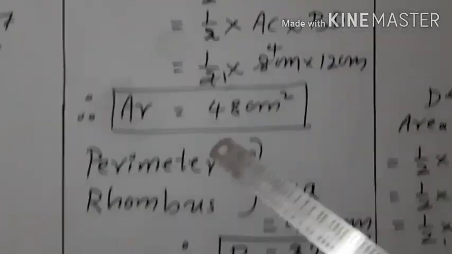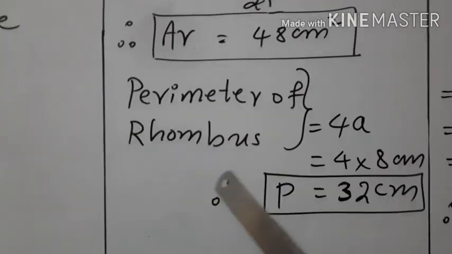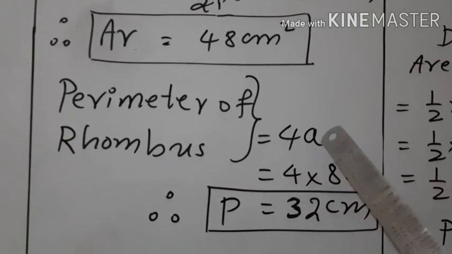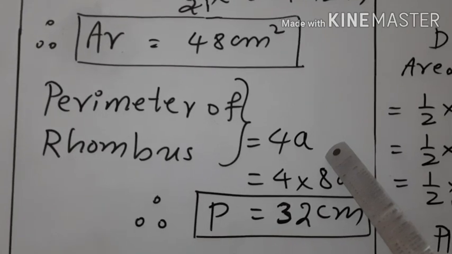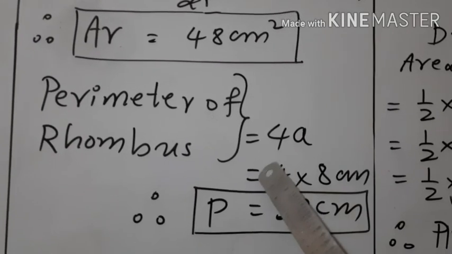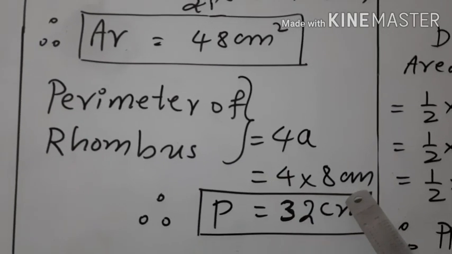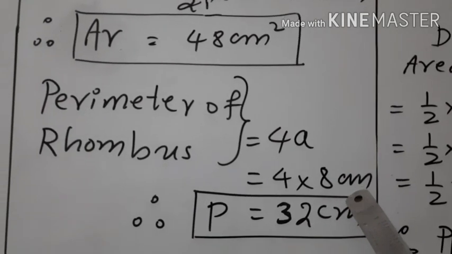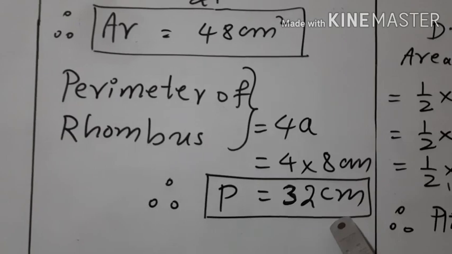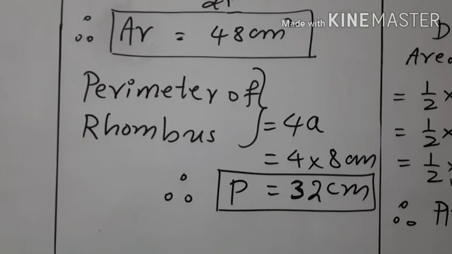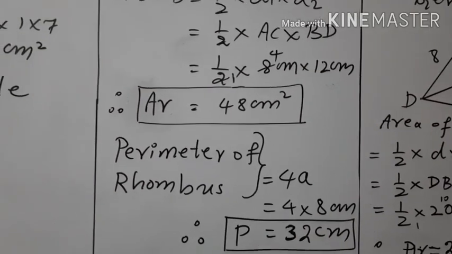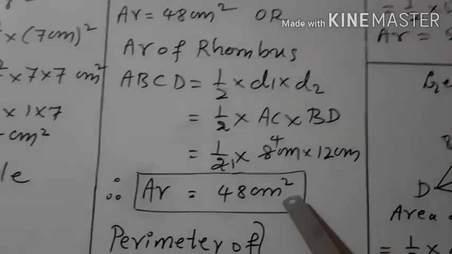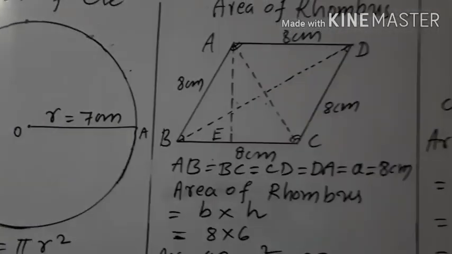And here the perimeter of the rhombus is equal to 4A, right? Because all the four sides are equal. Therefore, A plus A plus A plus A is 4A. This is 4 into 8 centimeter because each side length is 8 centimeter. That's why 4 eights are 32 centimeter. Therefore, the perimeter is 32 centimeter and the area of the rhombus is 48 centimeter square.